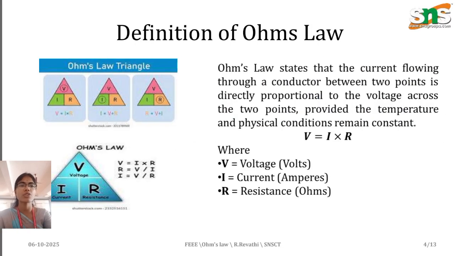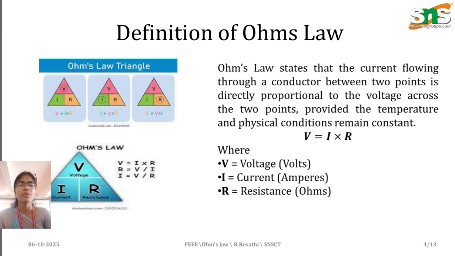So what is the definition of Ohm's law? Ohm's law states that the current flowing through a conductor between two points is directly proportional to the voltage across the two points, provided the temperature and physical conditions remain constant. The general equation we all should know is V is equal to IR, where V is voltage, I is current, and R is resistance, in terms of volts, amperes, and ohms.